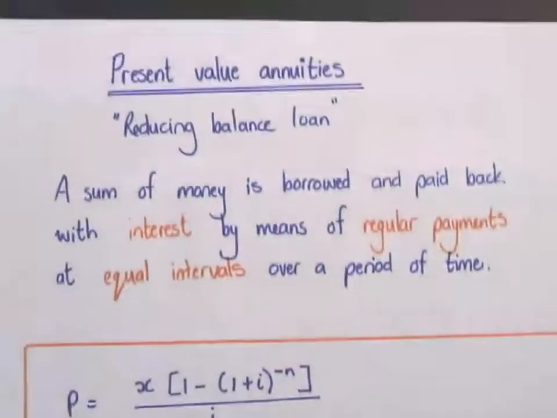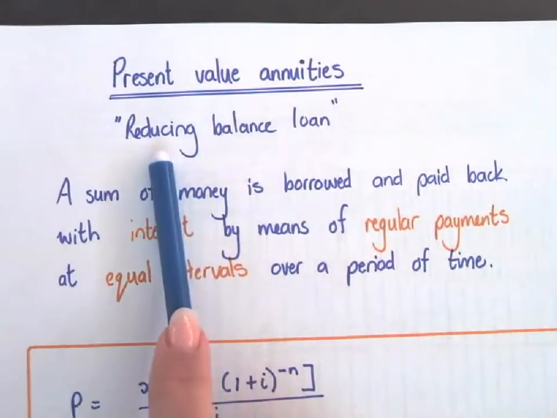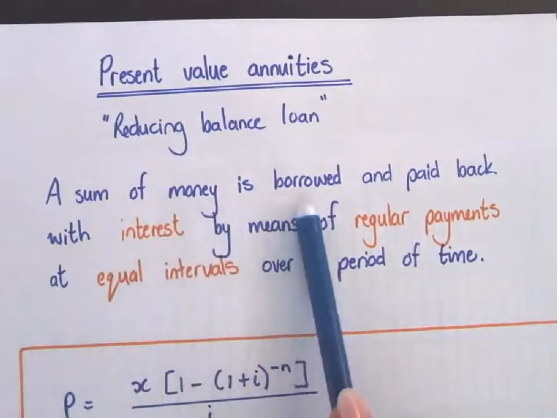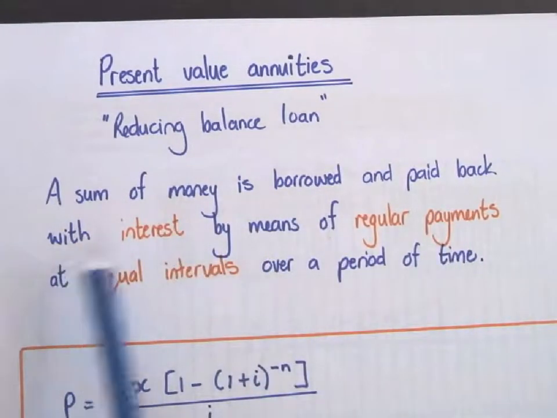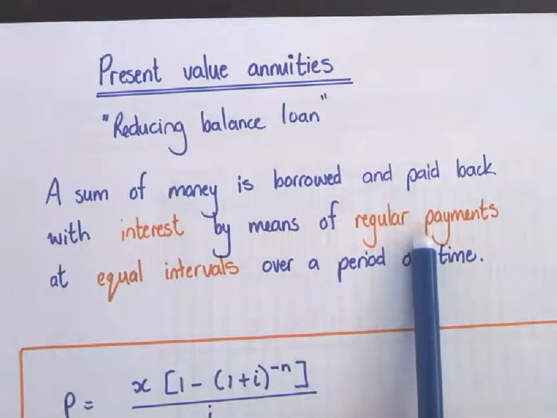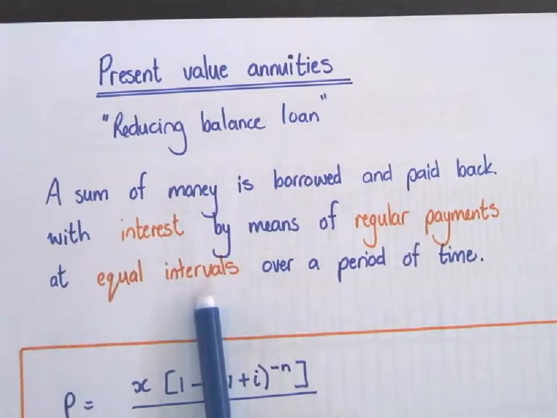So let's start with what is present value annuities. Another word is reducing balance loans. It's a sum of money that is borrowed and paid back with interest by means of regular payments, that means monthly or quarterly, at equal intervals over a period of time.